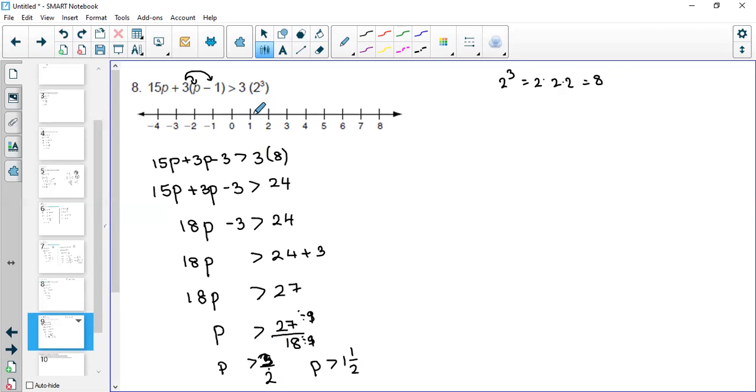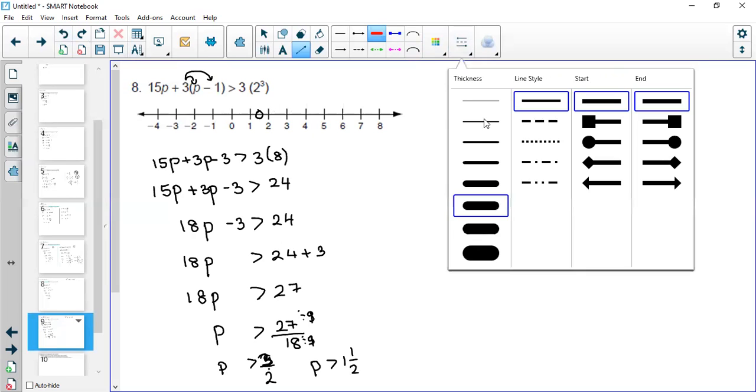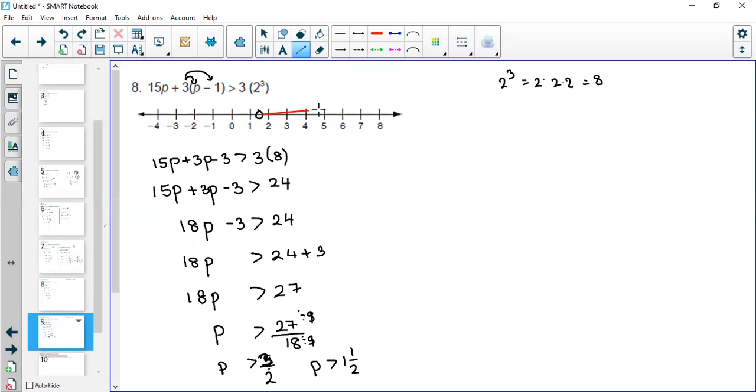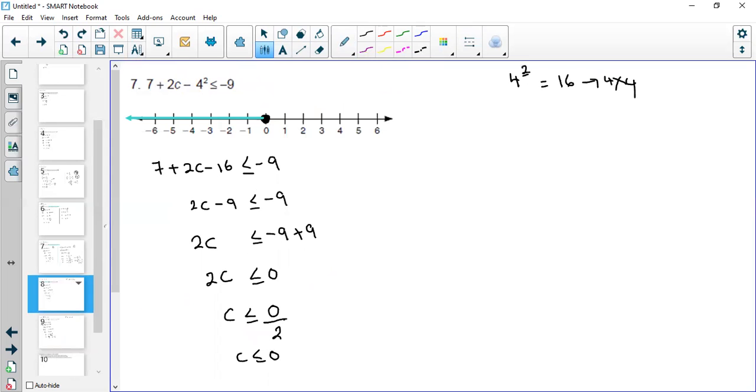Now 1.5 is in between 1 and 2, so draw a circle there. You're not going to shade it. It looks shaded, isn't it? Okay, so simply it goes to this side, and the arrow, do not forget the arrow. Right, this was an easy question. The other one was also easy, just that I messed up with the -4 squared, that's all.